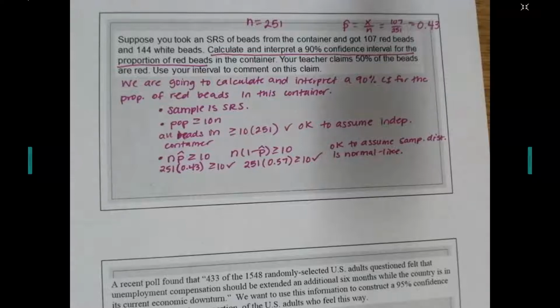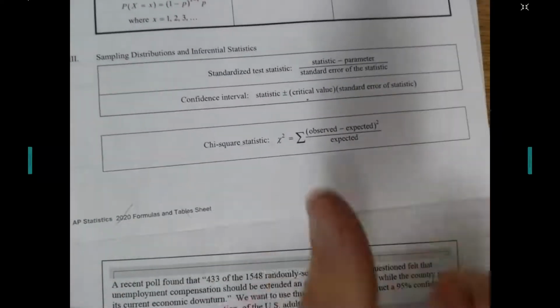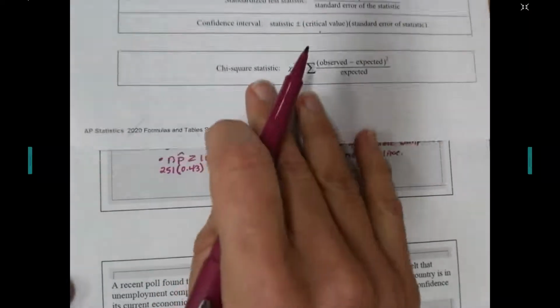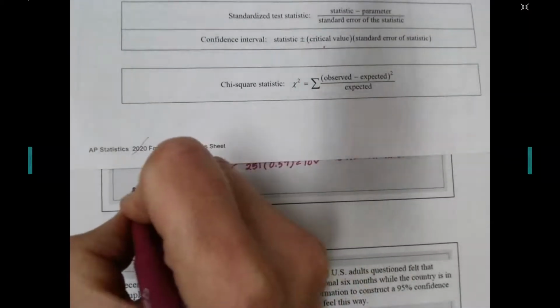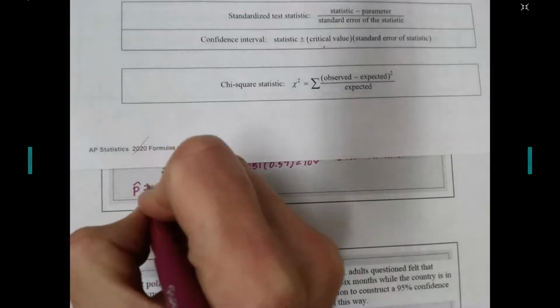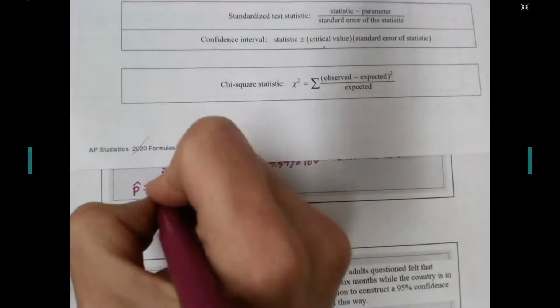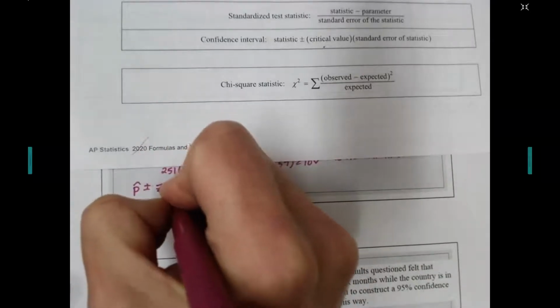Okay, so now we're ready to run the interval. And so we want to show the formula. Okay, now on your formula sheet, you have it in words. Your confidence interval starts with your statistic. Well, I'm talking about proportions here, right? So my statistic is P hat plus or minus your critical value, which is the number of standard deviations away from the mean. And when we're talking about proportions, that's always in terms of Z, the number of standard deviations away from the mean. And then times the standard error of the statistic.